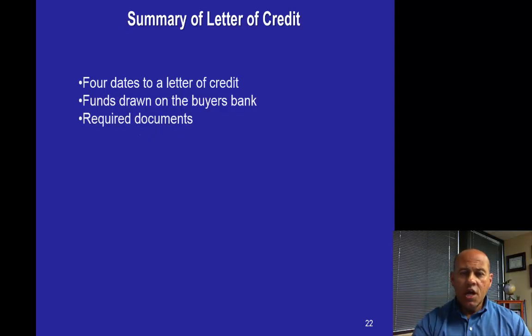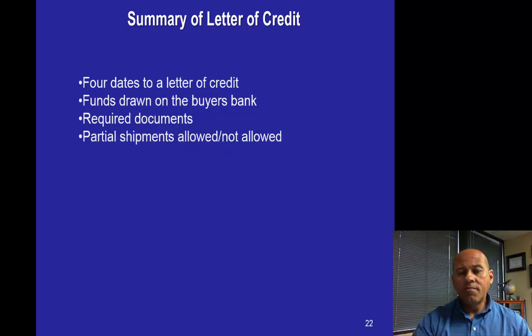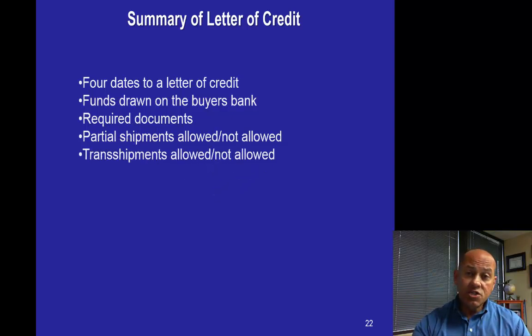Required documentation. You want to make sure, if you're the seller, that the documents required under the letter of credit are documents that you control, that you're aware of, and that you can produce, not documents that are produced by anyone else, such as the buyer. You also want to be conscious of whether partial shipments are allowed or not allowed. That can be an advantage to the seller, giving them more choices, allowing them to fulfill an order in multiple shipments. But you have to be aware whether that term and condition will be there.